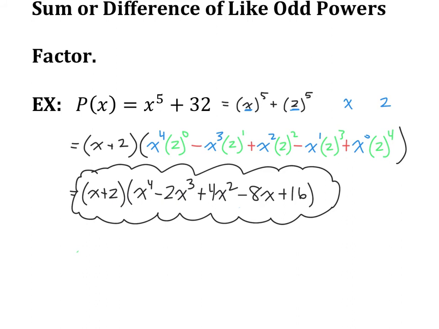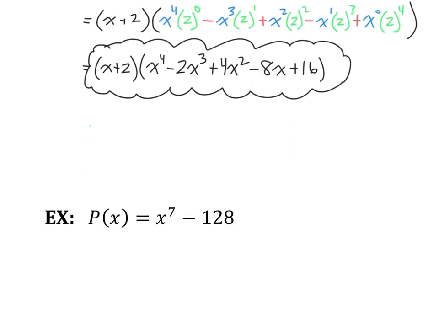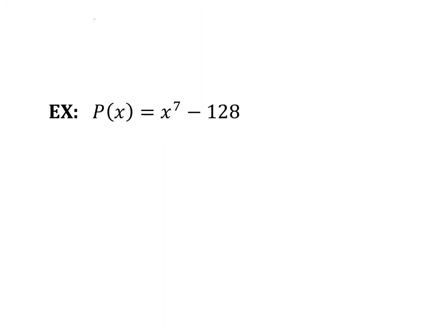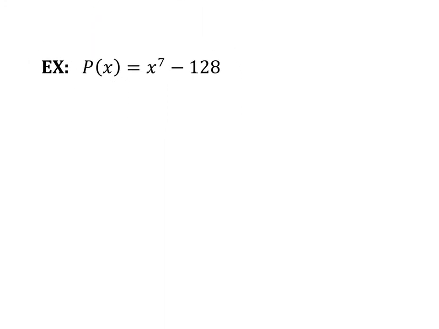Let's try this next one to see if we really got it down. So if we look at this next guy, x to the 7th minus 128. Now remember, I said we always want to think about it as plus, okay? Because if we think about it as plus, then our signs will always start the same way.